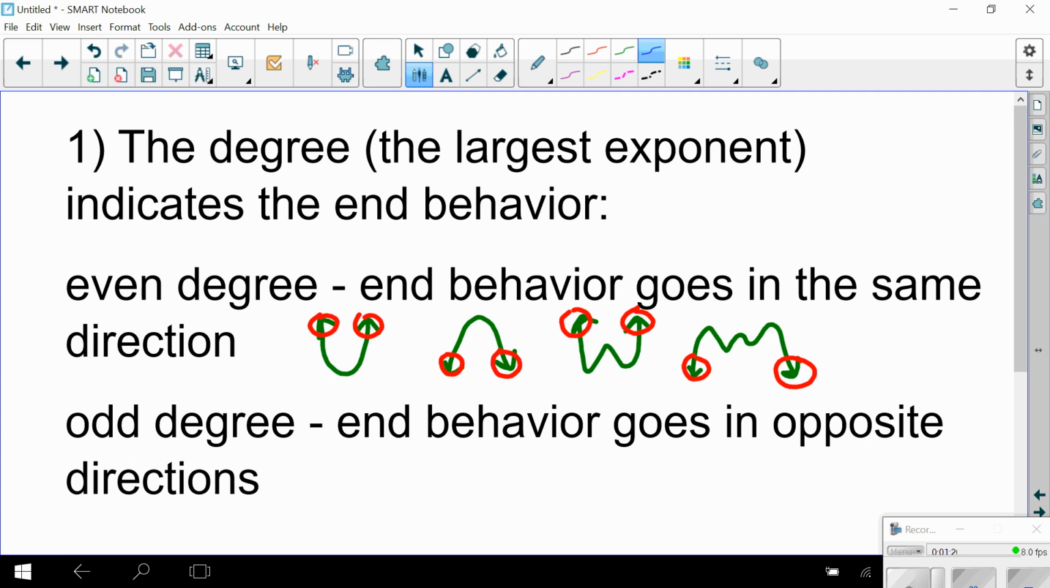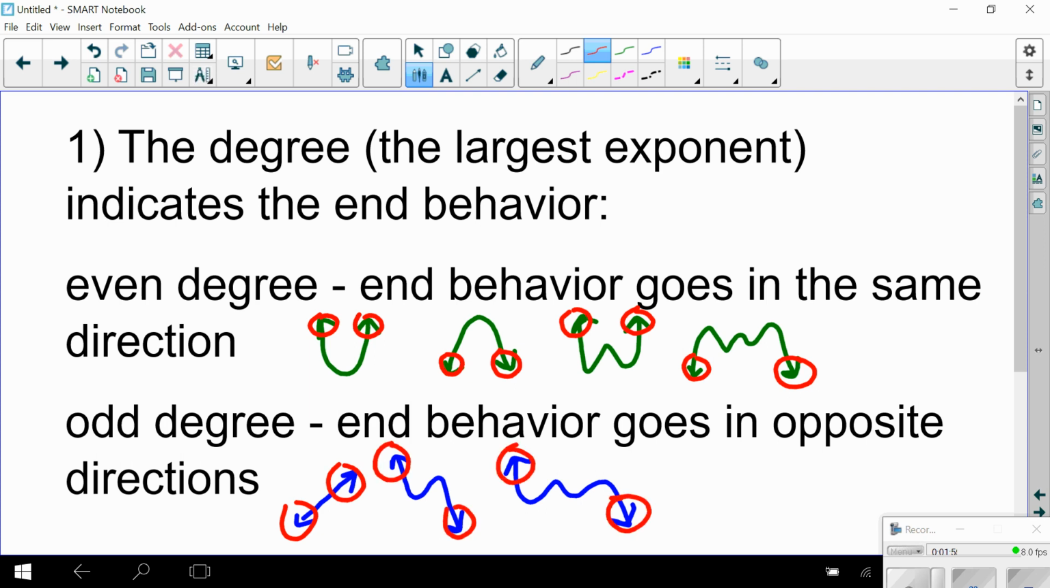Now if I have an odd degree, the first one would be linear, a degree of 1, a cubic, degree of 3, a fifth root, which, let's see if I can do this, looks like that. Your end behavior is going to go in opposite directions. So notice one is always pointing to positive infinity, while the other is pointing to negative infinity.